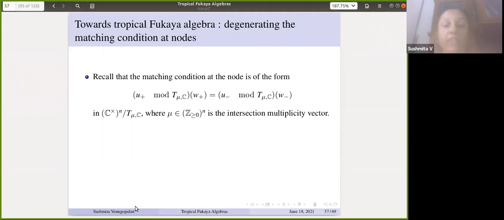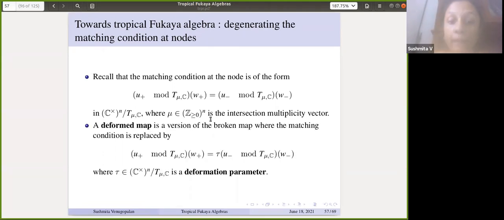So let me tell you how we degenerate. The degeneration procedure is similar to what we just saw in the case of a single cut using a Morse function. Originally we have at a node a matching condition of this form, wherein we quotient by one torus and do an evaluation. So we define a deformed map where instead of requiring both these sides to be equal, we shift one side by an element of the torus, which is called a deformation parameter. So we are deforming the matching condition by a parameter tau.